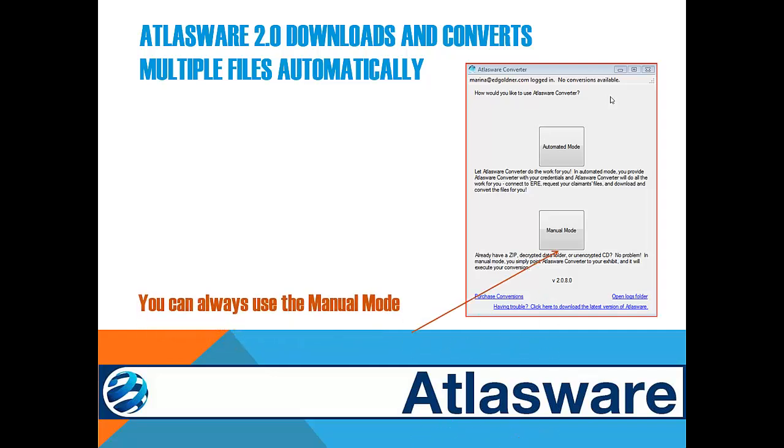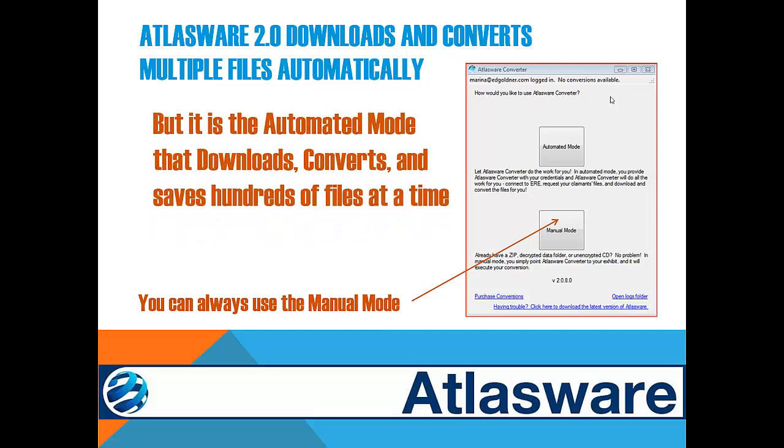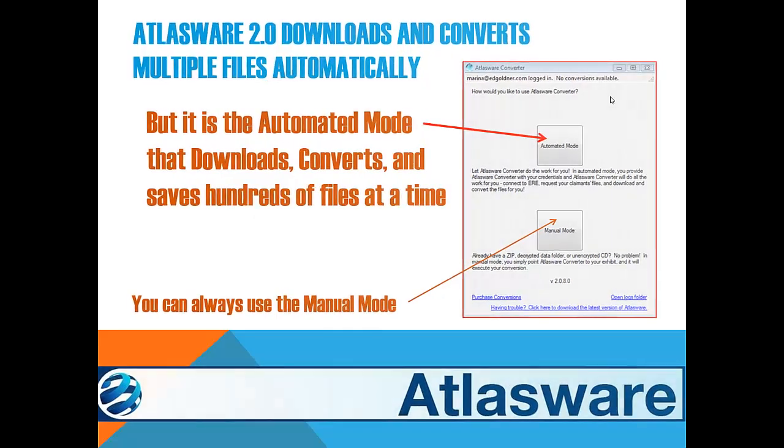Now, you can always use the manual mode by pressing this button when you get in Atlasware, and that's if you already have a zip file or a CD, and you go ahead and take care of that, or perhaps you've downloaded something into a directory, you can point it to that. You do one at a time. But it's the automated mode that downloads, converts, and saves hundreds of files at a time by pressing this button that really makes Atlasware sing and makes it really valuable to you.